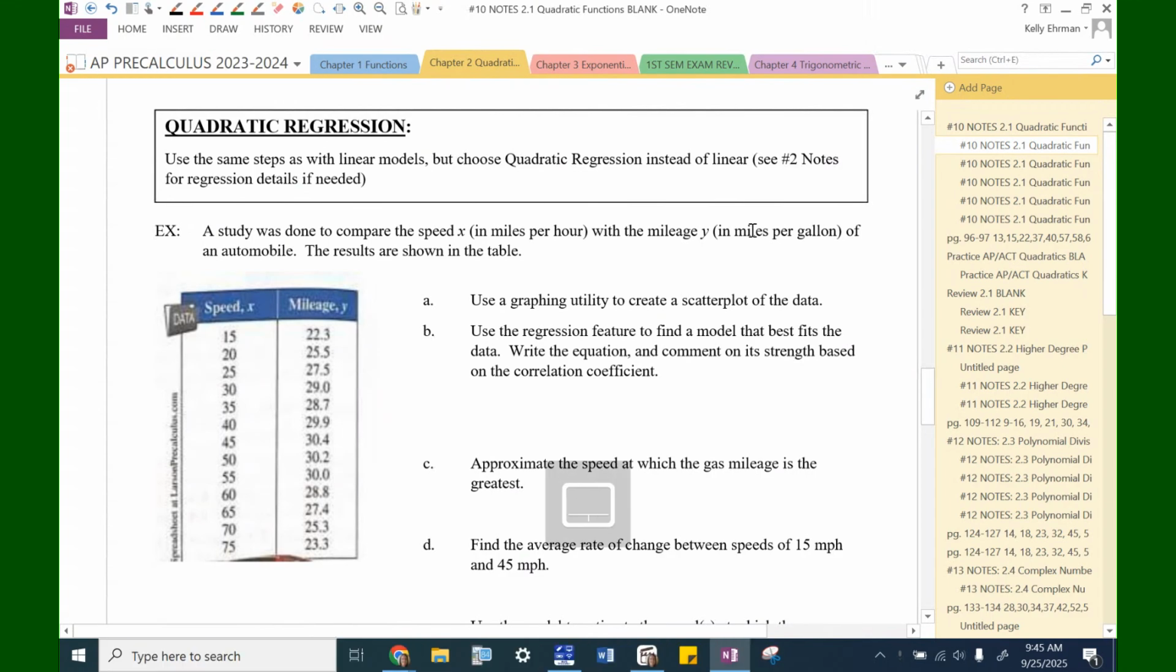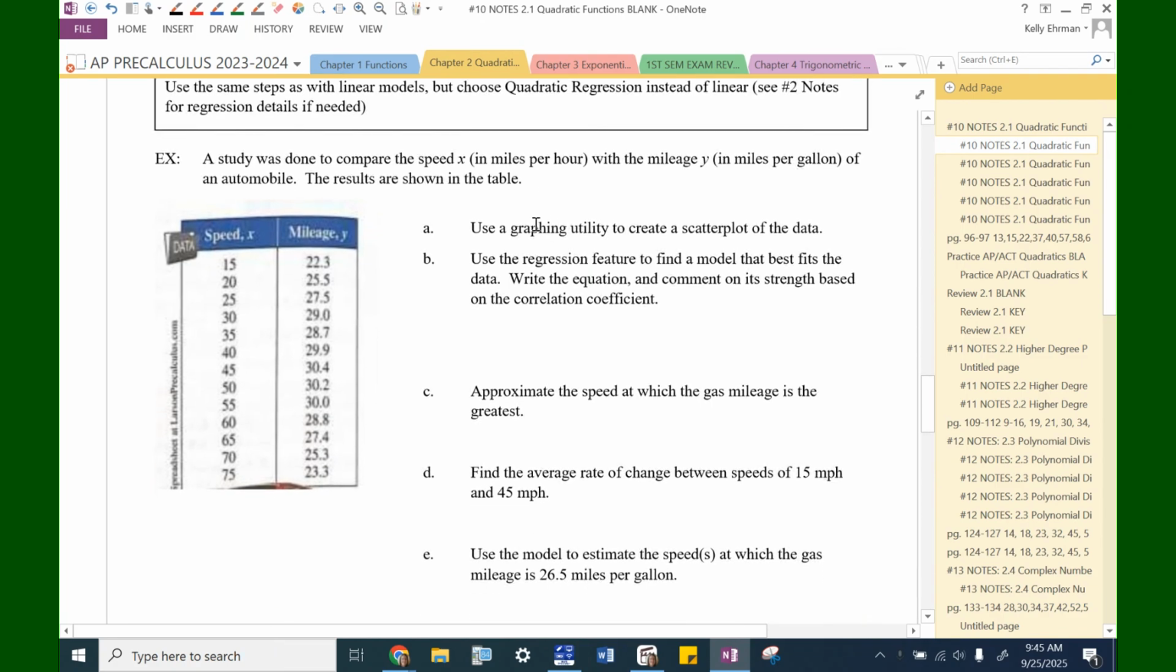We have already done linear regression. So if you need a reminder on how to do linear regression in Desmos, please see the number 2 notes that we did with linear regression. This is basically the same thing, so we're not learning any new Desmos skills. I'm just reminding you how to answer some of these questions that we answered in the last chapter.